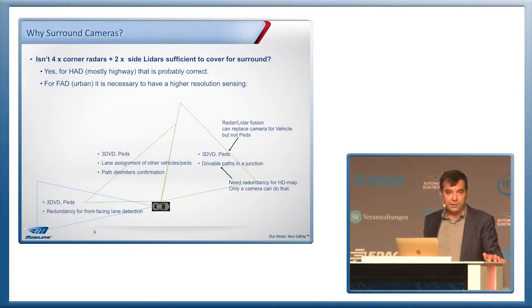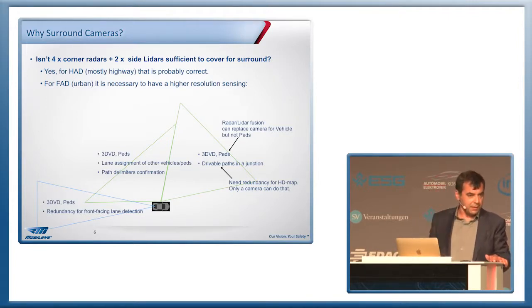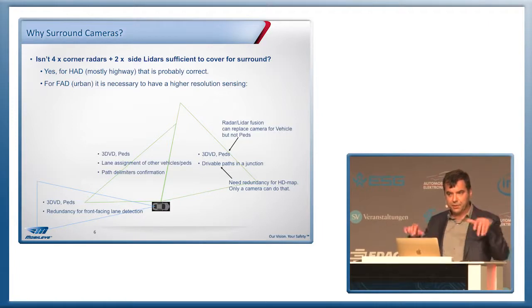And then why would we need a rear camera? Again, we have pedestrians and three-dimensional objects, but we want to have redundancy for the front-facing capability of detecting lanes. So this gives you a 360-degree view. This does not mean you don't need radars and you don't need laser scanners, but you must have cameras 360 degrees if you want to enter into city traffic. So that's all what I want to say about sensing.